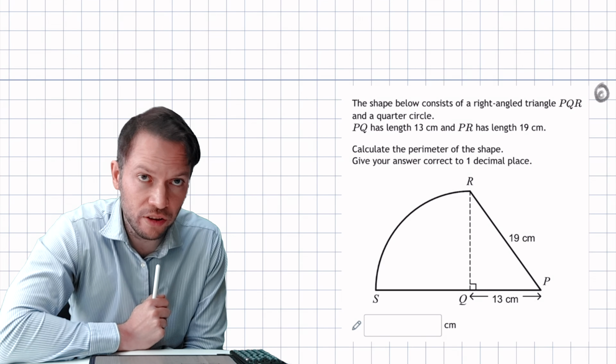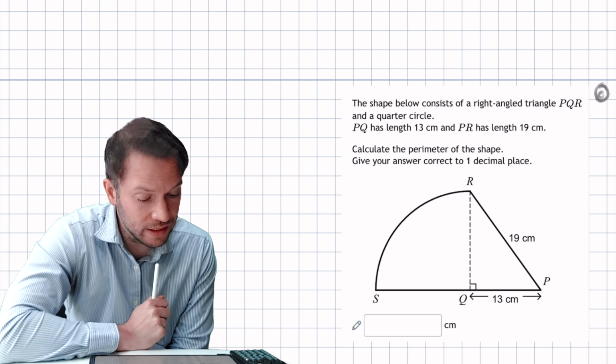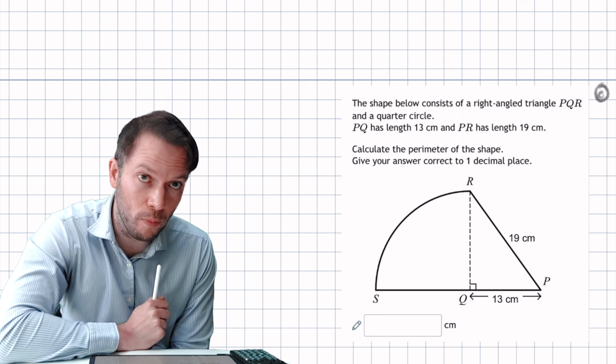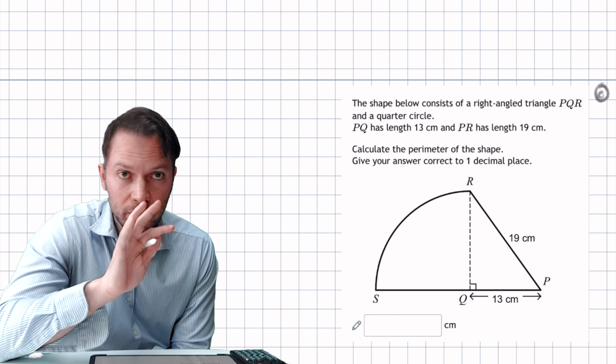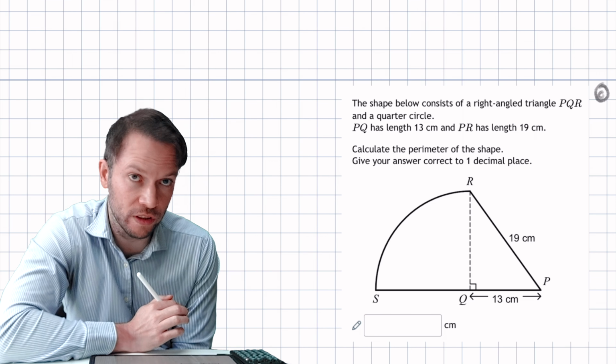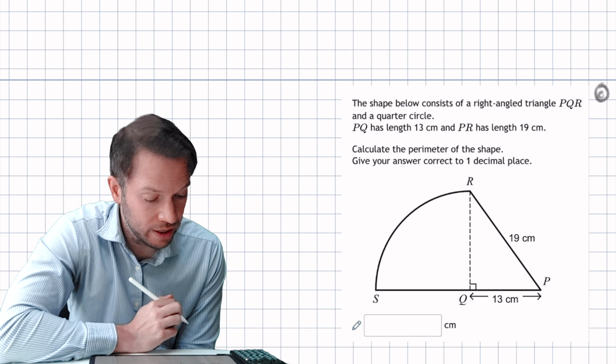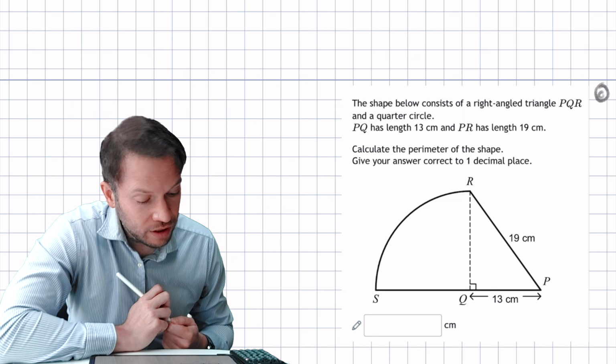Hi, in this video we're going to use Pythagoras theorem to find the perimeter of a compound shape that involves some kind of circular based shape, like a quarter circle or a half circle, etc. So let's read the question.